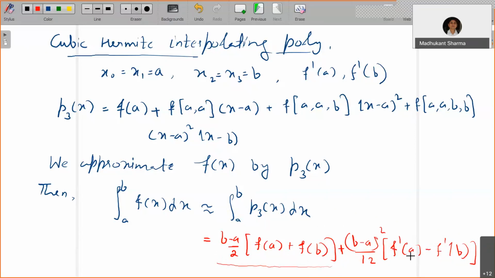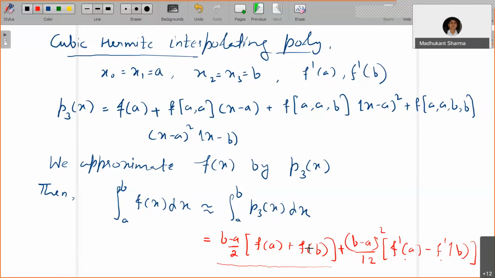So if the function is periodic, and its derivative is also periodic with period b minus a, then f dash of a is equal to f dash of b, and this difference is equal to 0. This quantity will not contribute anything, and the approximation is going to be given by the trapezoidal rule, which gives you exactness for polynomials of degree less than or equal to 3.